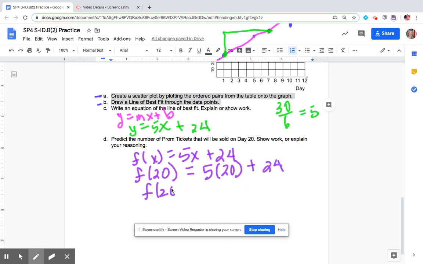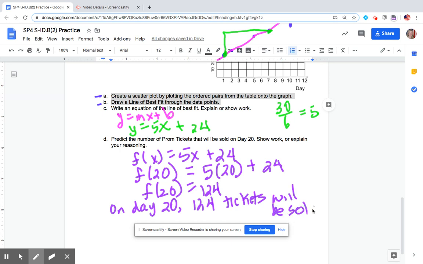Order of operations says multiply before you add. That's 100 plus 24, which is 124. So my prediction is that on day 20, because the trend is increasing, 124 tickets will be sold.